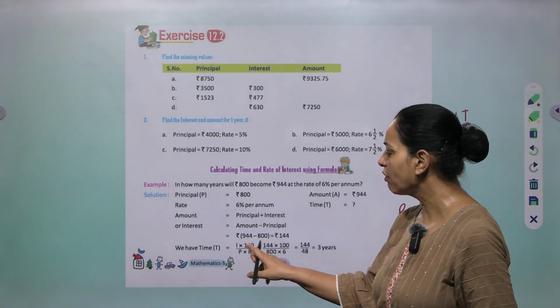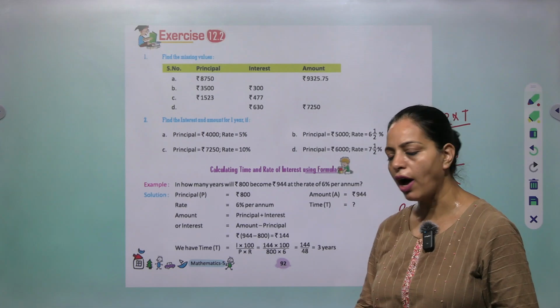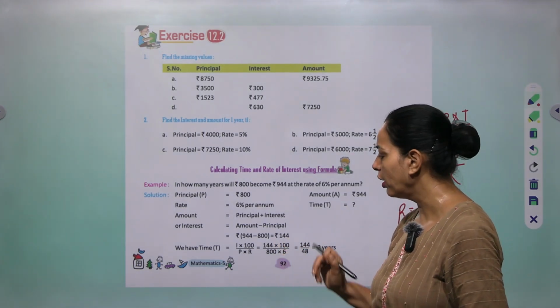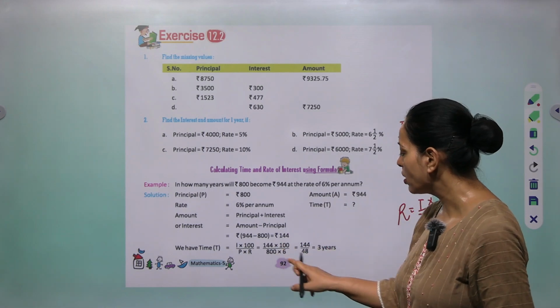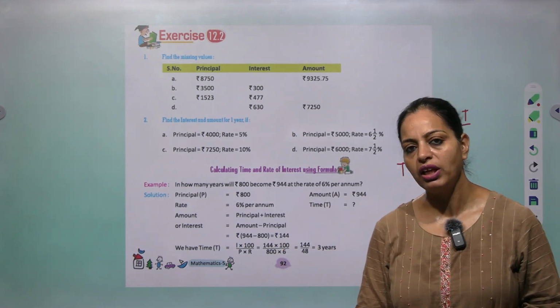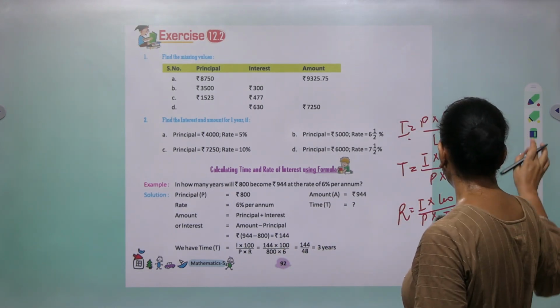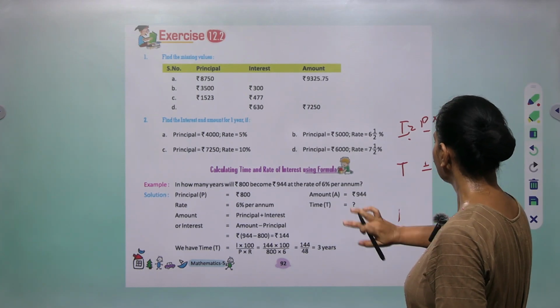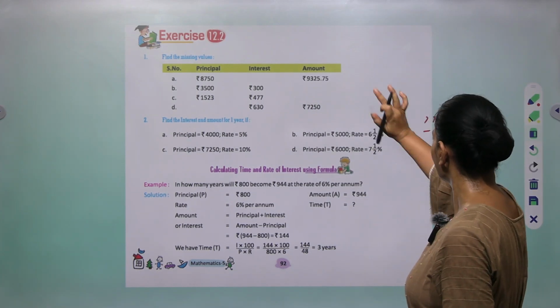So time is interest into 100 upon P into R. We know the values: 144 into 100 upon 800 into 6. So what is the answer? The answer is 3 years, right? So it's very easy and interesting. You can try some more examples and questions.